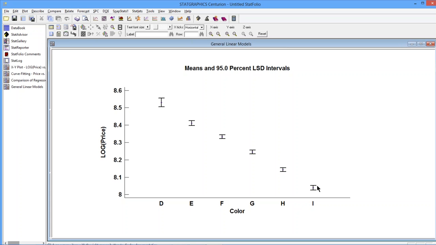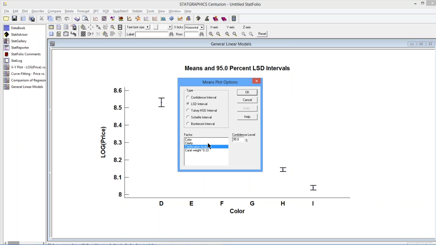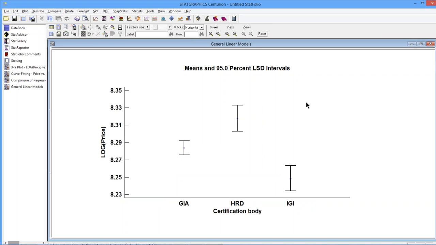And it's very easy, the way we coded the indicator variables, to get those least squares means. We just turn off all the other indicator variables. So all the indicators for clarity and certification body are turned off, and we just turn on a particular color. Now, the fact that there is no overlap between any pair of colors here indicates that all the colors are significantly different. If I show you certification body instead, you also see that there are significant differences between the three certification bodies. HRD tends to value things a little higher than GIA, which values things even higher than IGI. So one of the big advantages of using the DOE type coding is that you get to see these nice LSD intervals on the least squares means.